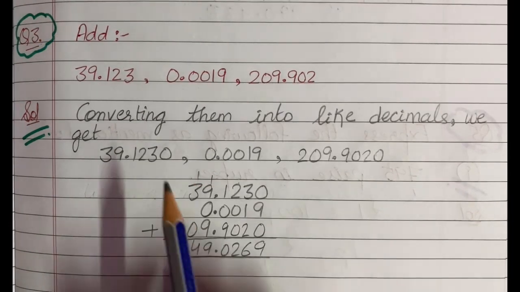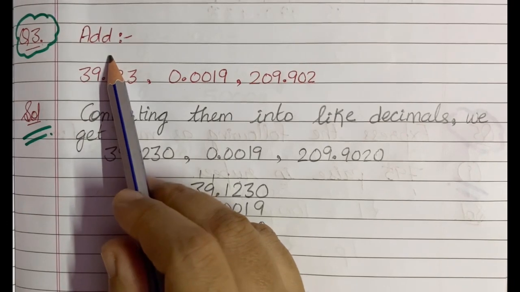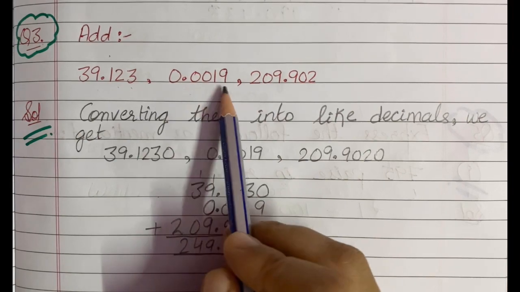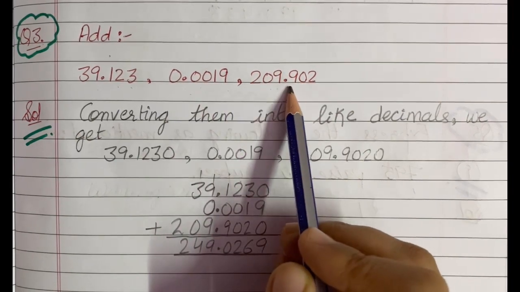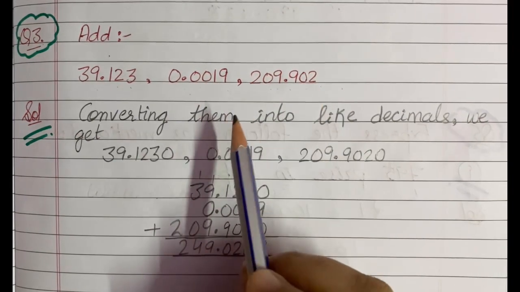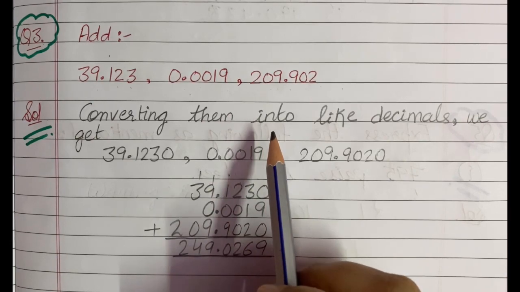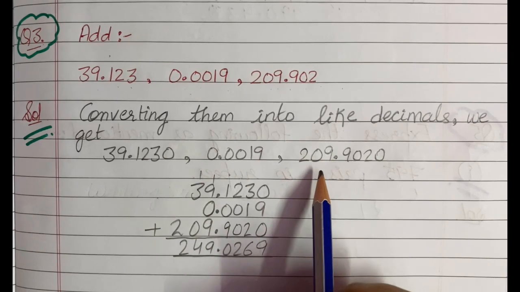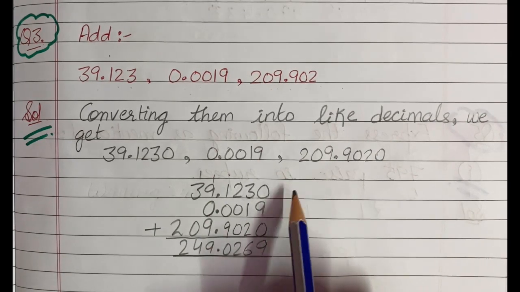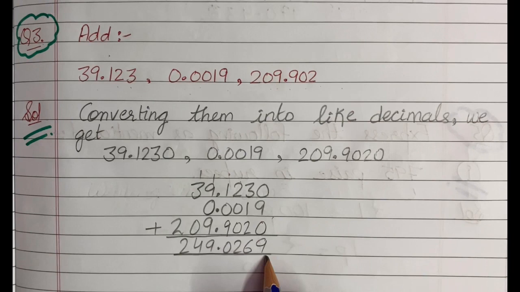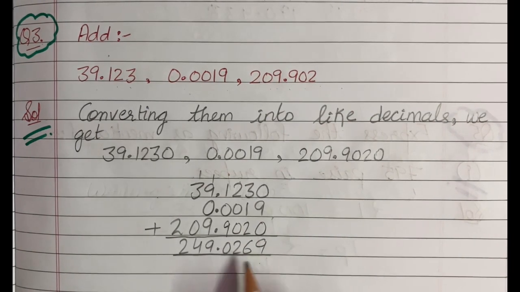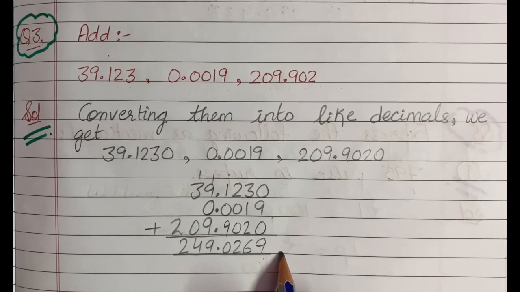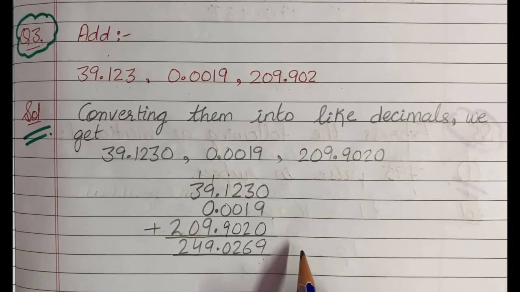Now the question says to add the numbers 39.123, 0.0019, and 209.902. Now students, first of all we will convert the given numbers into like decimals, and after converting them into like decimals we will write them in column form and add them, and on adding we will get 249.0269 as the answer. Hopefully it is clear to you.